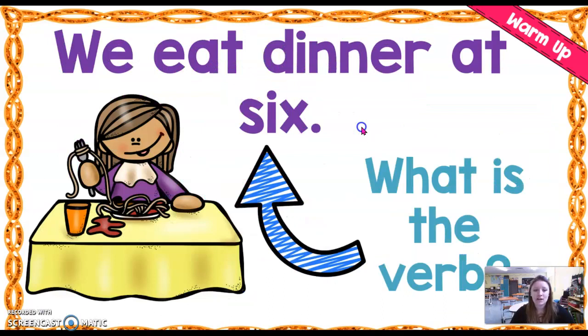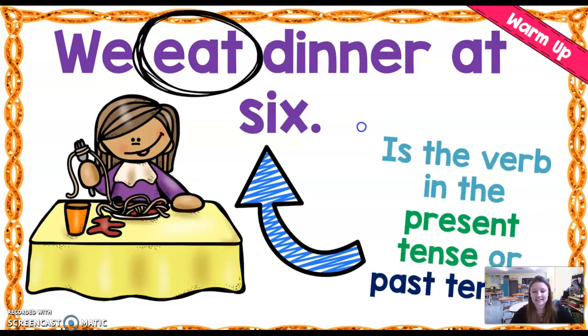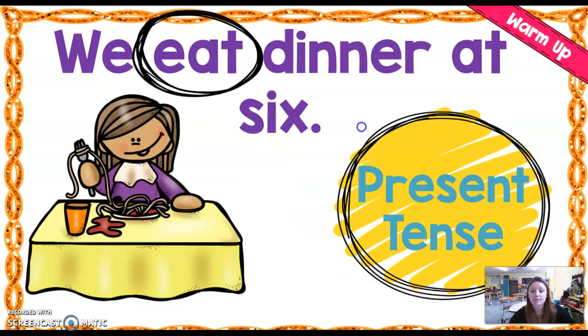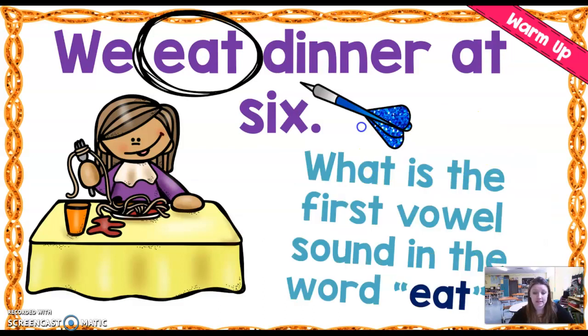Good. We eat dinner at 6. What's the verb here? What are we doing? Our verb is eat. Excellent. Is eat right now or already happened? Present tense or past tense? Good. We would say eat is in the present tense. What's the first and only vowel sound in the word eat?